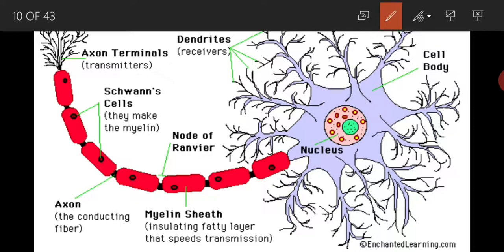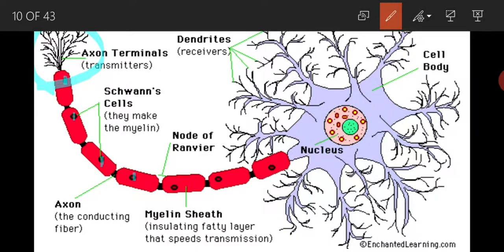For the other parts, we have the axon terminal. These are the endings that are somewhat enlarged and often club-shaped or button-shaped. And they are basically the endings of your axon. Next, we have the Schwann cells. Schwann cells are the cells that produce the myelin sheath around the axon. Schwann cells are this part.